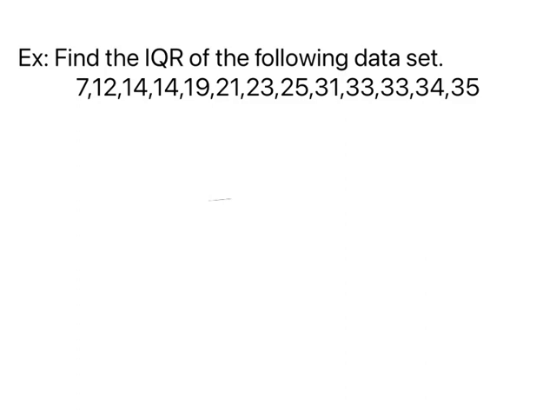So we always start with our median. Well, we have 13 numbers here. So 7, 12, 14, 14, 19, 21, 23, 25, 31, 33, 33, 34, 35. And I need to find the middle. So I'm going to just cross out 3, 3, 2, 2, working my way to the middle. And 23 is in the exact middle. So that right there is Q2. However you find the median is fine.